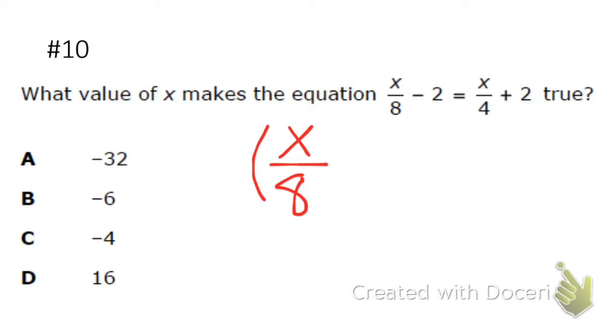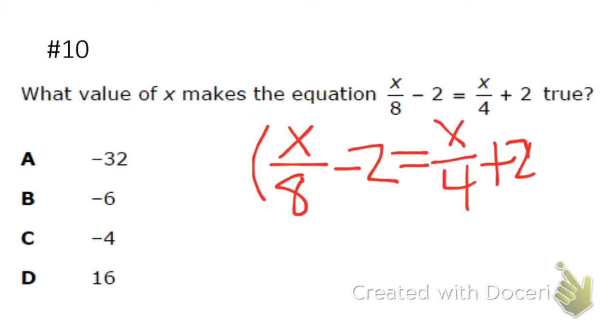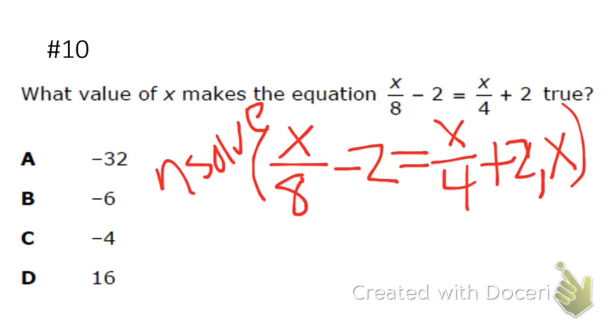So you press your control and your division key, and you'll get the two boxes. You put the x over the 8, minus 2. Then you put equals. You're going to do x over 4 plus 2. And this is of course the nSolve feature. Then you're going to put comma x at the end. Once you do that, you're going to get exactly negative 32.